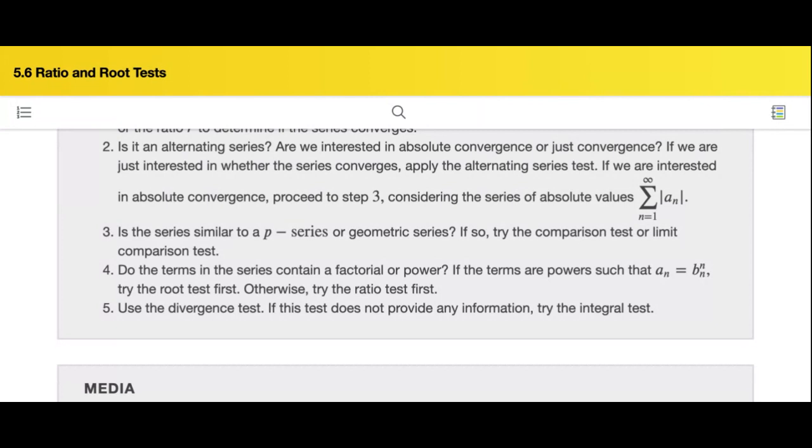Then in the end, if nothing works, we go to the divergence test. If nothing works, we go to the integral test. Anyone has any questions?